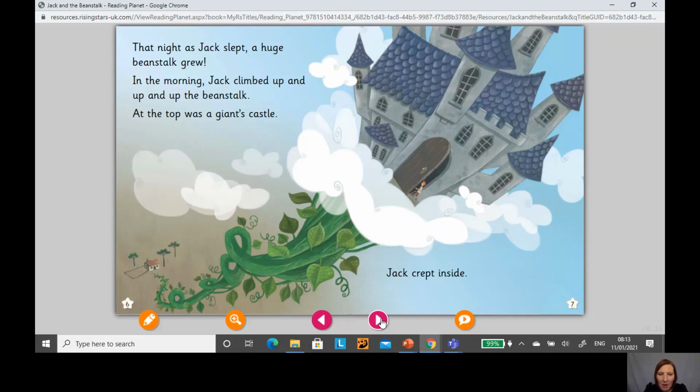Right, so Jack climbed up that beanstalk. And he crept inside. Do you think that was a good idea to do that or not a good idea? What do you think? Ooh, I'm not sure. I think it was not a good idea because he doesn't know what's in there. What do you think might be in the castle? Should we find out and see?